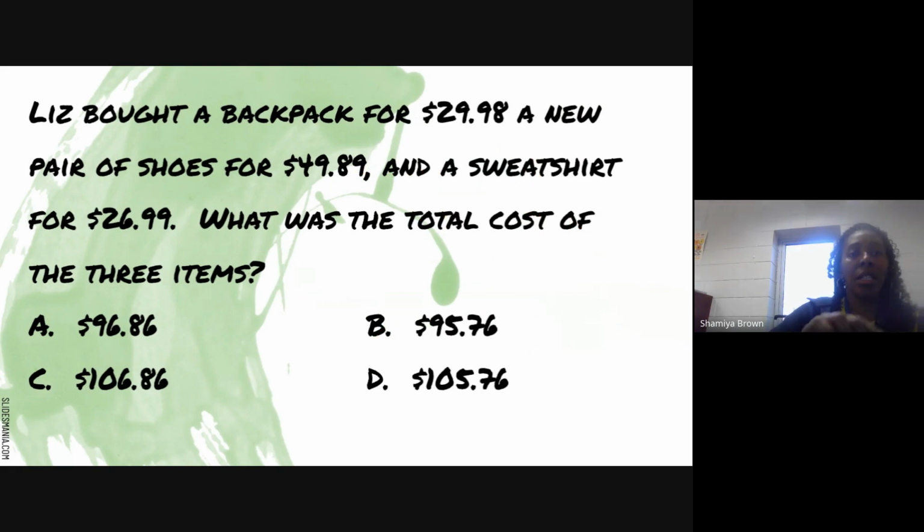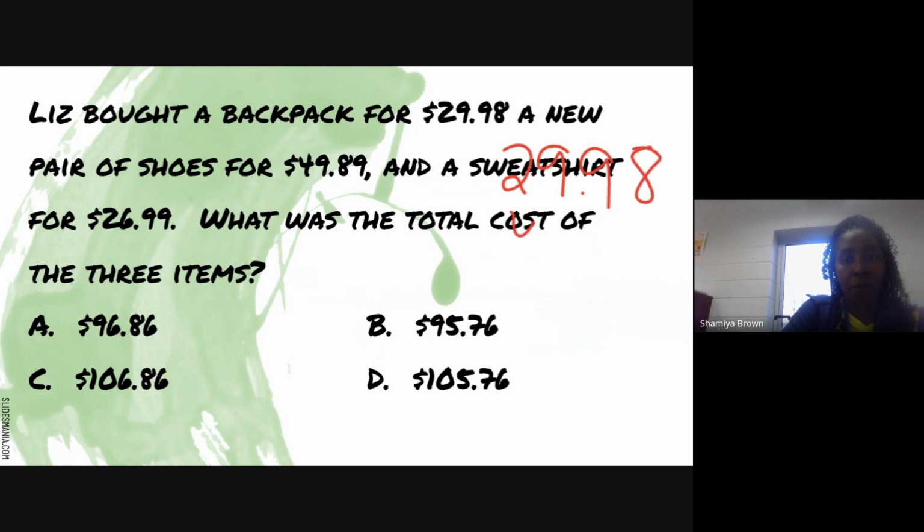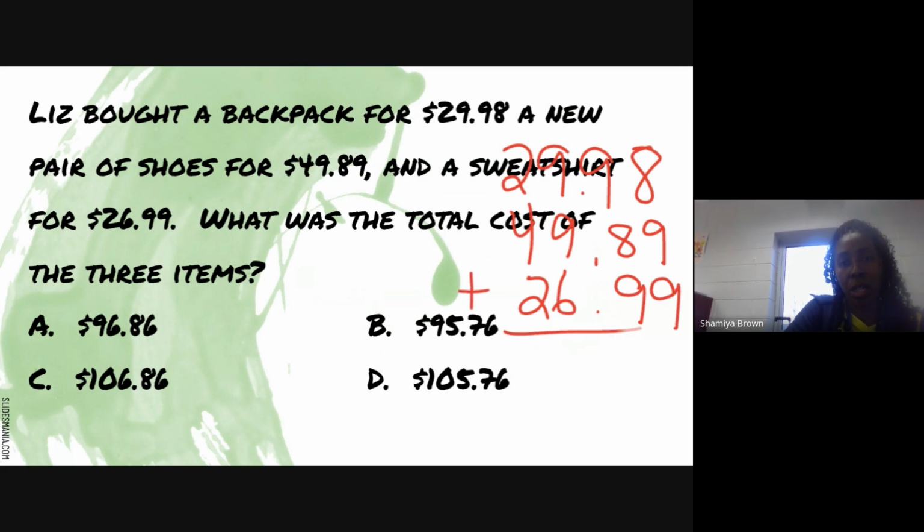It says Liz bought a backpack for $29.98, a new pair of shoes for $49.89, and a sweatshirt for $26.99. What was the total cost of the 3 items? So I just have to add all this up. So I'm going to have 29 and 98, 49 and 89, and 26 and 99. So I add that together.